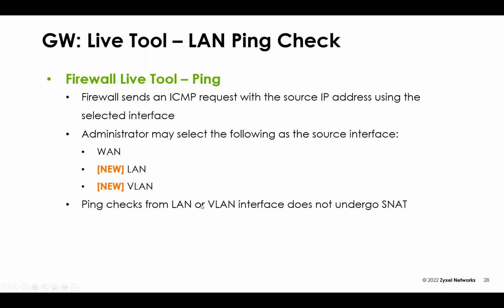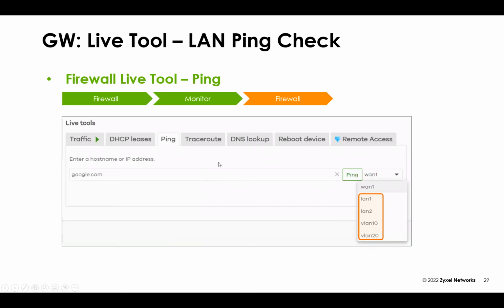Any ping connectivity check coming from the LAN or VLAN interfaces does not go through any SNAT when it's going out the firewall. So it's not going to do any source NAT address translation when it does a ping check. So now you can choose to ping from specific devices if you want to. If we want to ping from the WAN, we can. However, we can also do a ping from LAN interfaces.